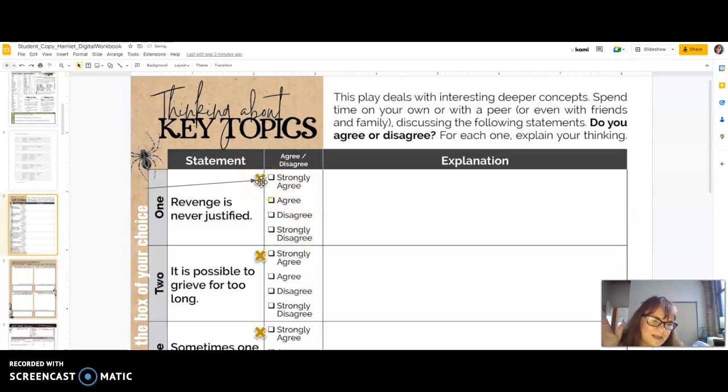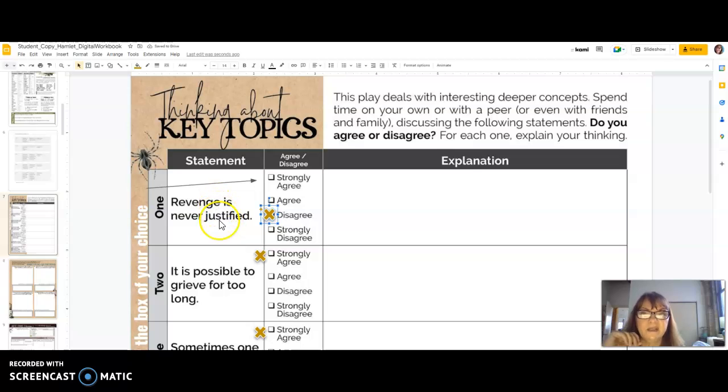Try to pick a stance, right? Like, try not to be wishy-washy on this or, oh, it depends. Of course it depends, right? We know that by now. Don't bore us with that. Pick a stance and then go with it, right? So revenge is never justified. And then you click and drag this over to where you want it to see.